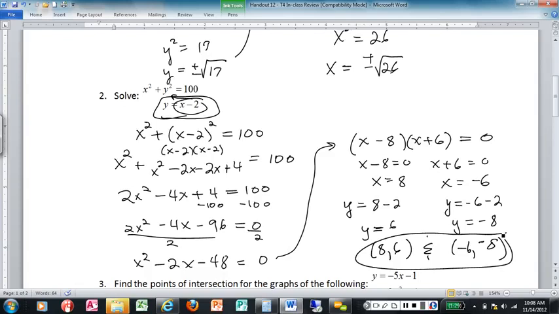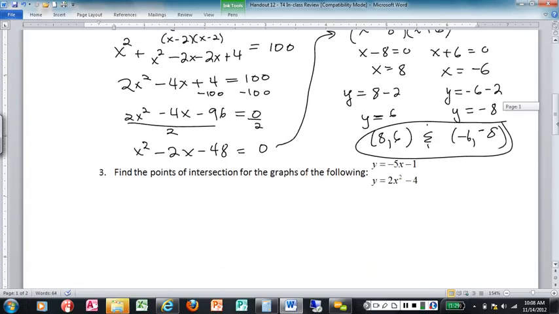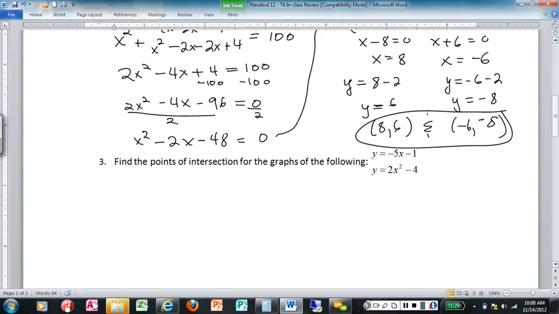All right, what about number 3? Find the points of intersection for the graphs of the following. Well, I point this out here because what about points of intersection? What do we know about points of intersection and how it relates to something like this? If you consider this a system, what are the points of intersection? It's the solutions. Yeah, it's the solutions to the system.